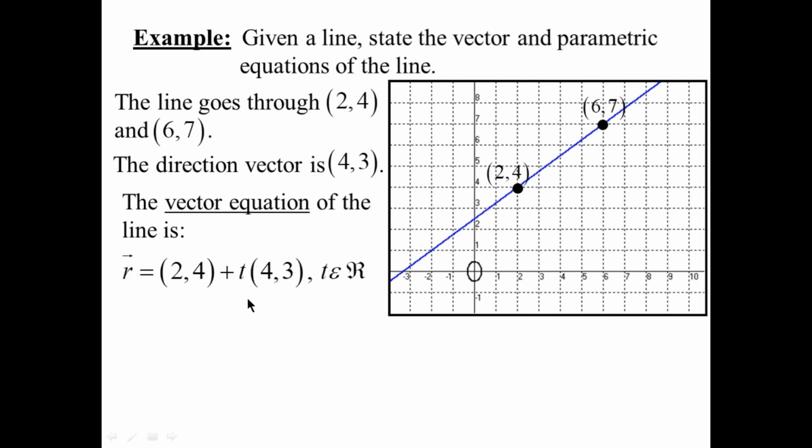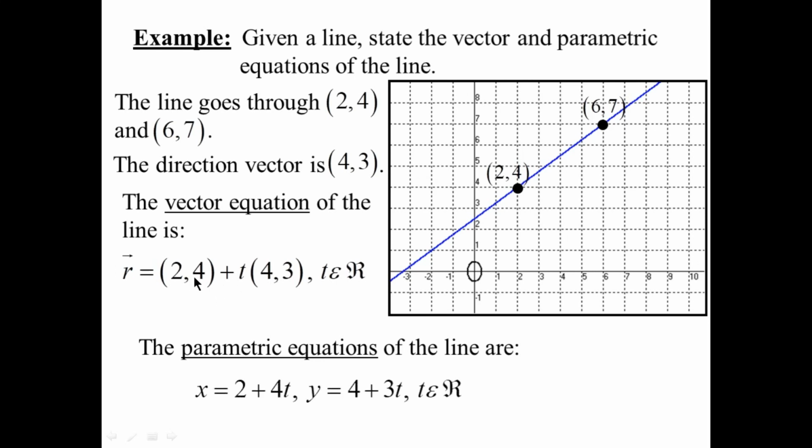So the fact that t wanders around in the real number system means that we can touch on every single point using these vectors. Now the parametric equations come straight out of this vector equation. So we can say that x equals 2 plus 4t, and y equals 4 plus 3t, where t is any real. These are called parametric equations because we got x in terms of a parameter, and we got y in terms of a parameter.